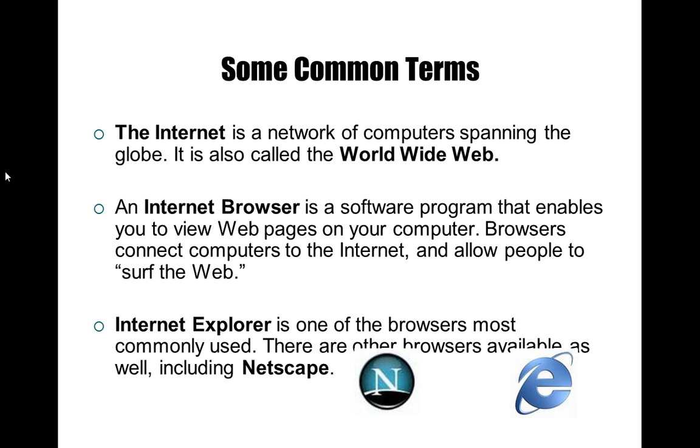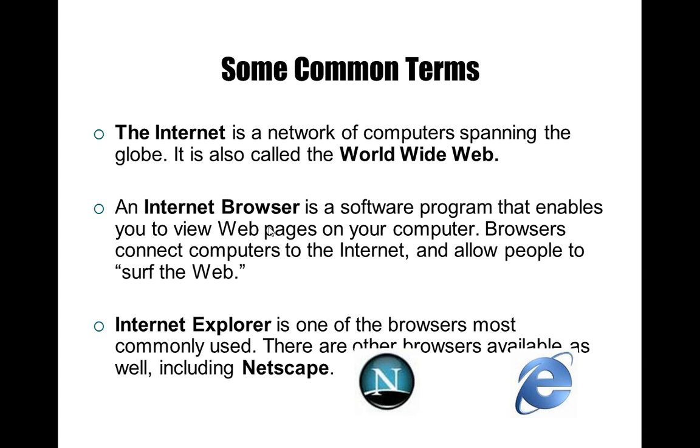Internet is basically a collection of networks, and WWW is World Wide Web. Both are the same term. Then another term is internet browser. An internet browser is a software program that enables you to view web pages. It means a browser is a program that lets you use the web pages.